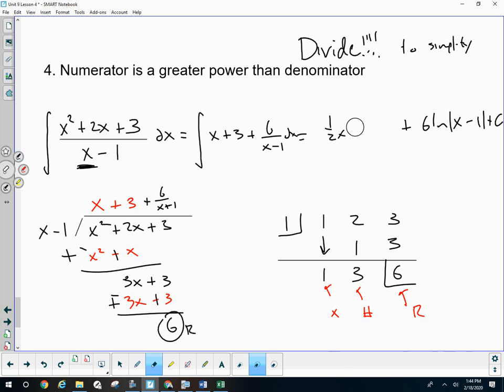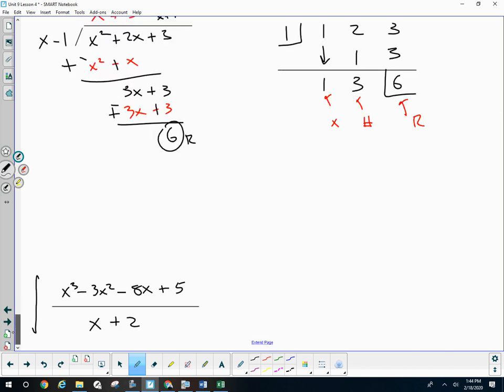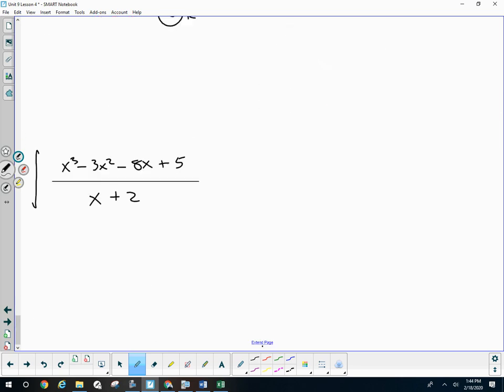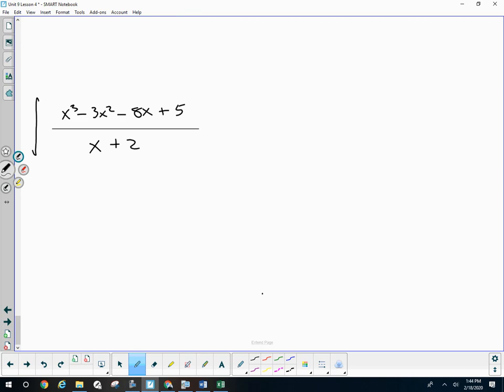Okay, I'm going to do the other example right now, if you'd like another example of long division. Easiest thing with longer ones is to definitely use synthetic. I'll show you how quick it is with synthetic, but let's just go through both of them.